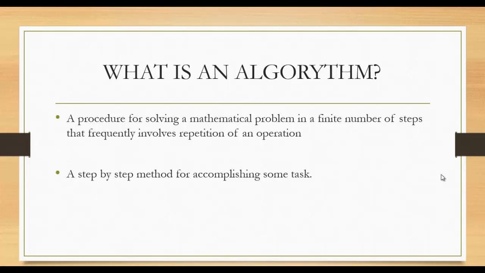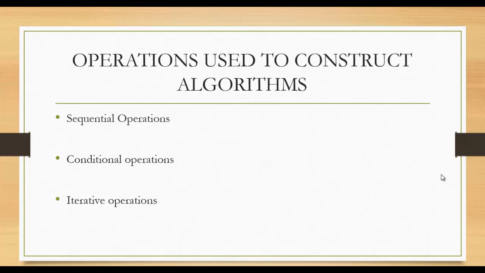If we describe it in simple language, an algorithm is a procedure of doing something, a step-by-step method of doing something and solving a problem. There are three main operations that we use to construct algorithms. They are sequential operations, conditional operations, and iterative operations. We will talk about these three operations soon in our tutorials.